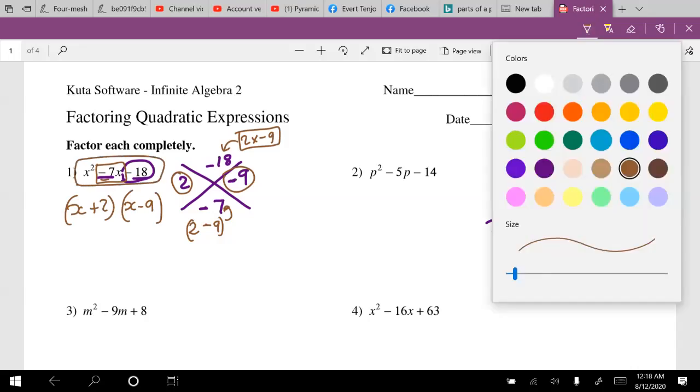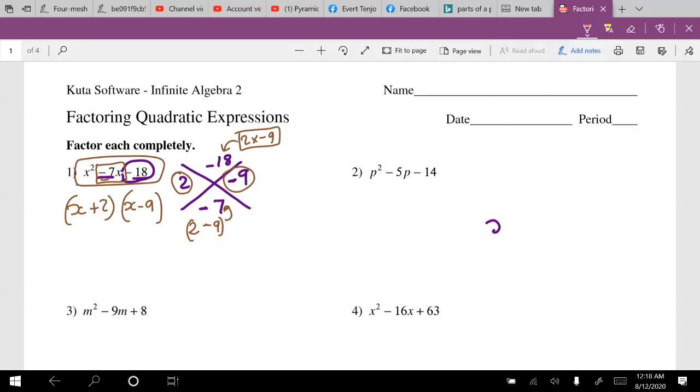Let's check if we're right. Let's try to expand this and see if we're going to get that. So if we expand, let me copy this, we're checking. So x times x, we're going to get x squared. x times negative 9, we're going to have negative 9x. 2 times x will be positive 2x. 2 times negative 9 will be negative 18.